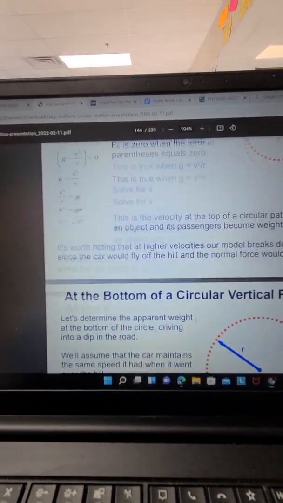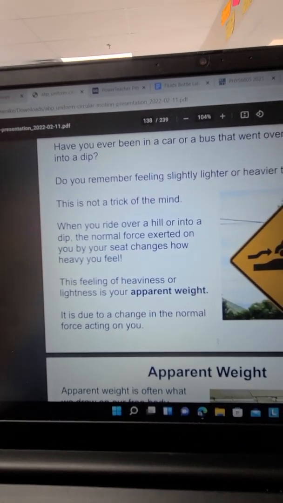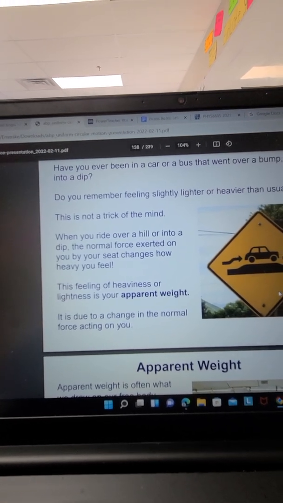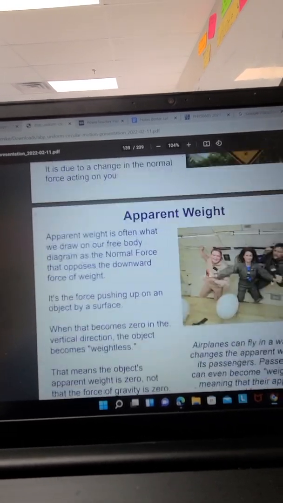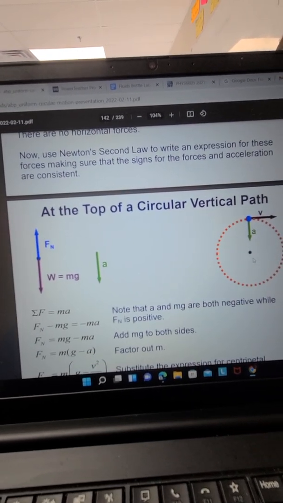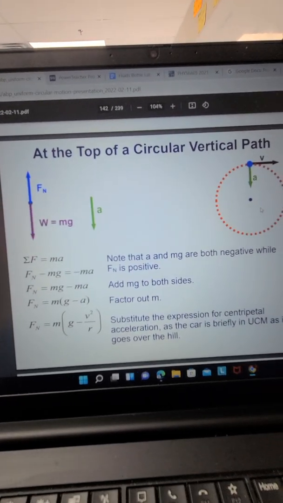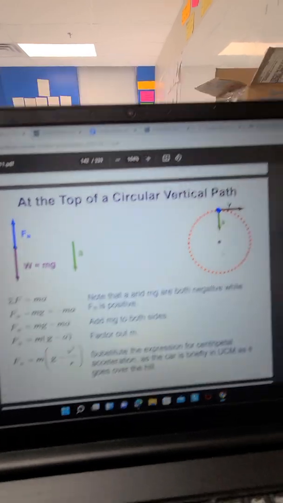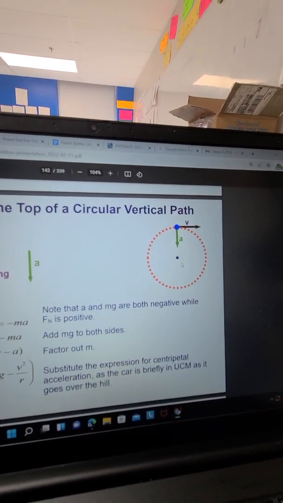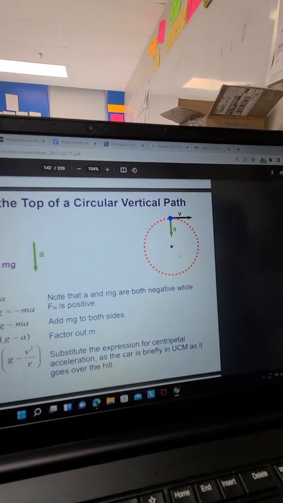Reminder that apparent weight is the feeling of heaviness and lightness when it comes down to where you are going, right? If you're going above or below or down a hill and up a hill. So when the object is at the top of a hill or at the top of a circular path, we then say that acceleration is moving in the downward direction because remember, acceleration is moving towards centripetal force. And the centripetal force is located in the center of that circular path.